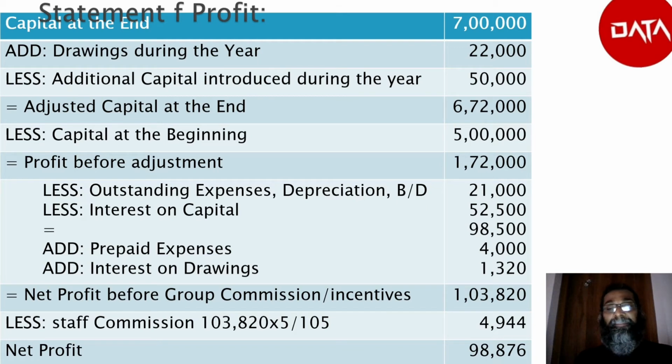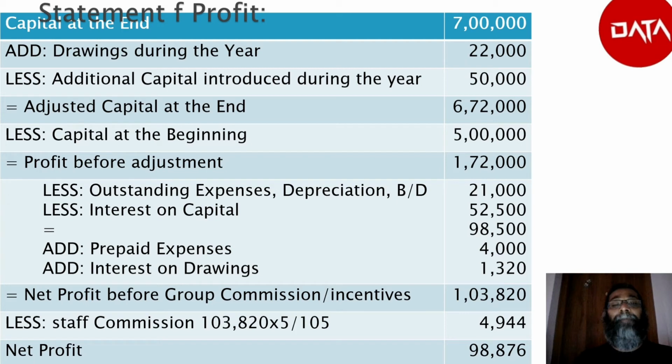Starting with the capital at the end. The capital at the end is rupees 7 lakh, given in the question, and the capital at the beginning is also given, so we need not prepare the opening statement of affairs and the closing statement of affairs. So we can take those two values, 7 lakhs and 5 lakh, as such. Then we can start working on add drawings during the year. The drawings given in the question is rupees 11,000 plus 11,000, total of 22,000. So the value is 7,22,000.